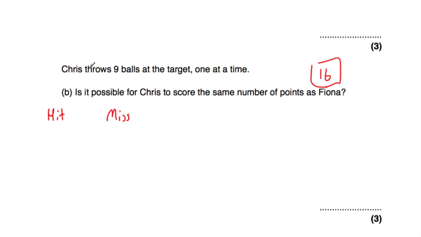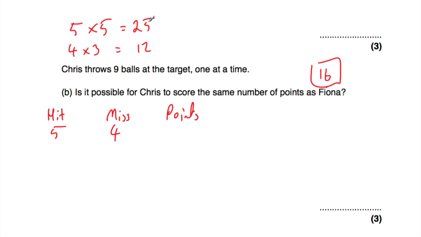So if, for instance, Chris hit the target on 5 occasions and missed on 4 times, because obviously he's got 9 balls, if he hits 5 times and misses 4 times, how many points would he get? So let's write points here and see what he would get. So if he hits 5 times, that's 5 times 5, because each time he hits the target, it's worth 5 points, and 5 times 5 is equal to 25. And each time he misses the target, he loses 3 points. So 4 times 3 is equal to 12. And he loses 12 points, so we're going to do 25 take away 12 is equal to 13. So that means that if he hits 5 times and misses 4 times, he would get 13 points.